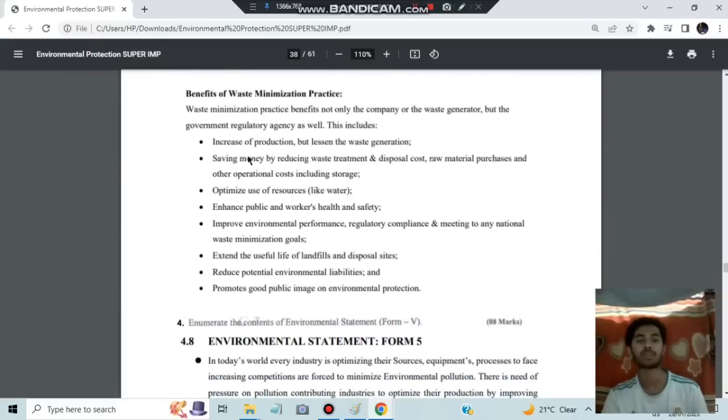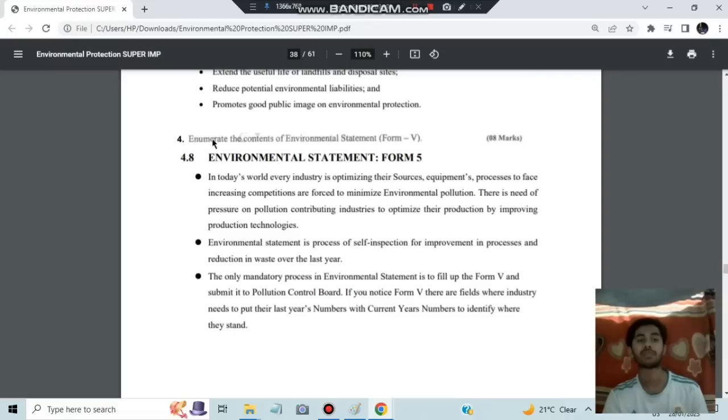Next we have the benefits. Obviously what are the benefits? Environment will become good, and these things will happen like the increase of production, saving money, optimize resources, and so on. Okay. Next we have enumerate the contents of environmental statement.